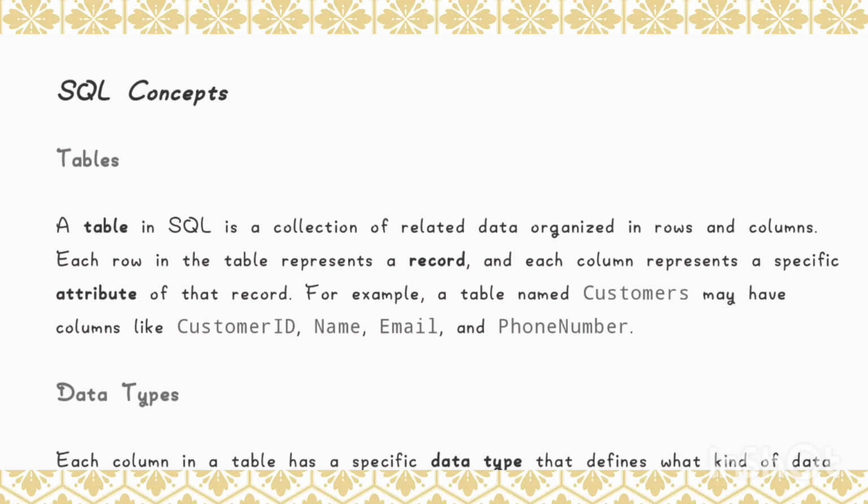SQL concepts. Tables. A table in SQL is a collection of related data organized in rows and columns. Each row in the table represents a record, and each column represents a specific attribute of that record. For example, a table named Customers may have columns like Customer ID, name, email, and phone number.